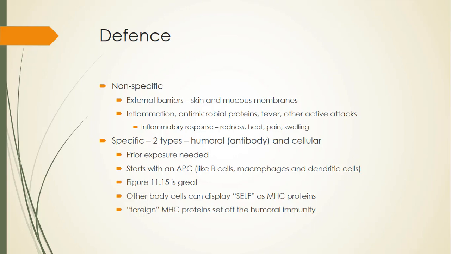So we have non-specific, which I'm not going to go into in too much detail, but you have a couple of pages to read about non-specific. In summary, we have external barriers, which are things like the skin and the mucous membranes, which we've already talked about, and they produce inflammatory responses. If you poke a splinter or something gets into the skin, we will have that response, and that's the white blood cells basically helping to fight the infection. Inflammation, antimicrobial proteins, fever, and other active attacks are our responses to these other invaders.